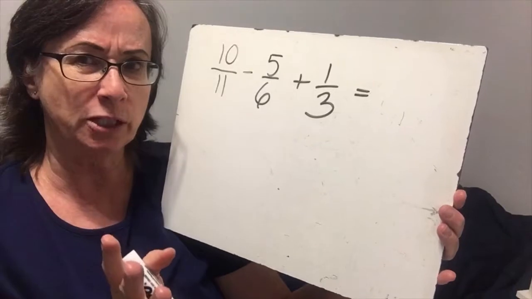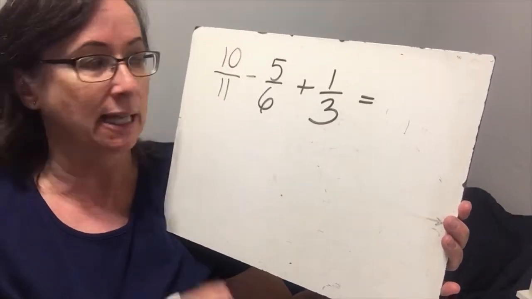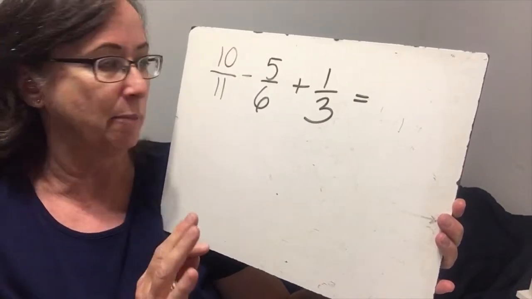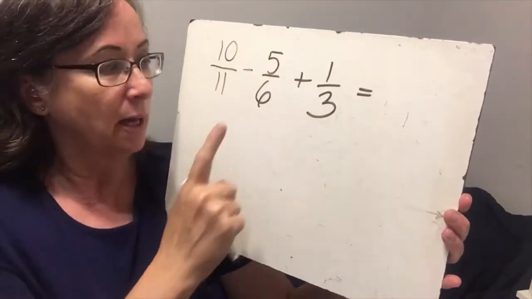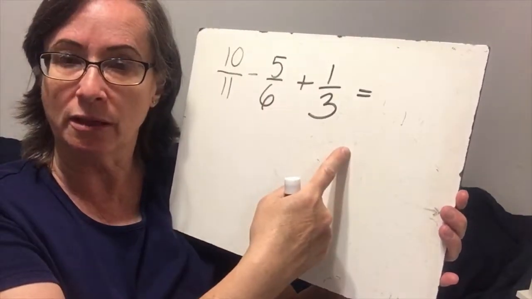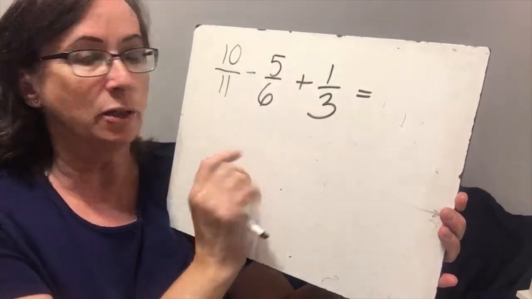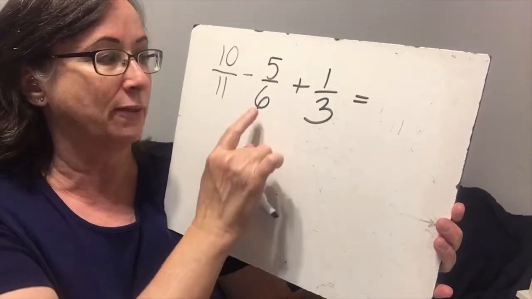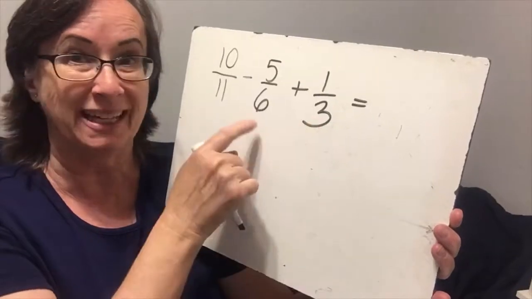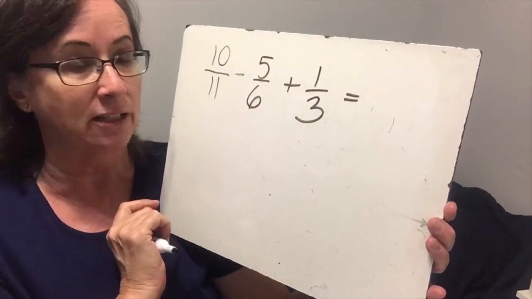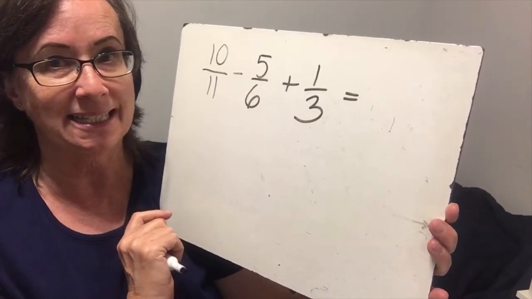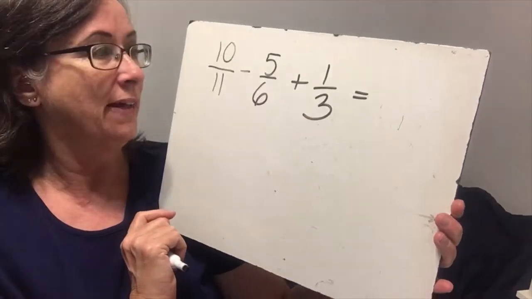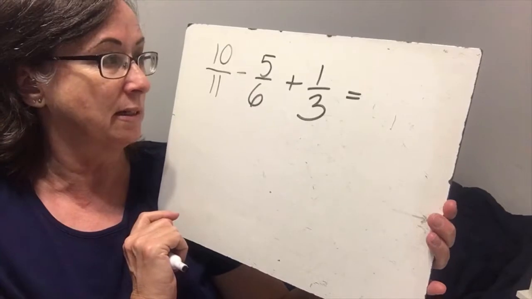So the first thing I want to do is look for any similarities, anything that might have a common factor. 11 is prime and 3 is prime, but 6 includes 3. So what we can do is just worry about the 6 and the 11, because the 3 is inside the 6 as a factor. So 6 times 11 is 66, and that is the smallest number that we can use as a common denominator.